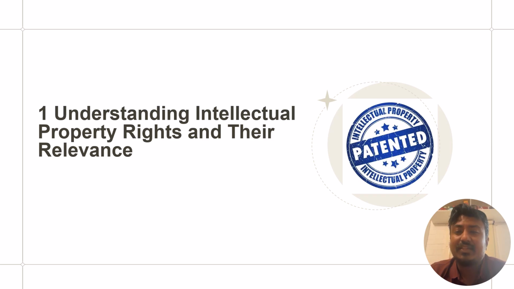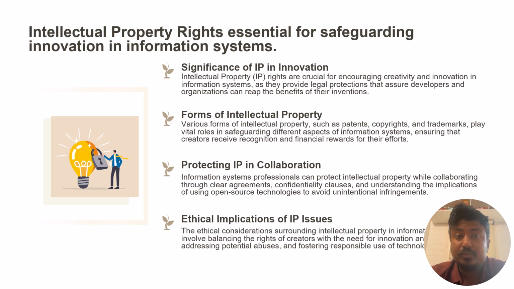Intellectual property rights are essential for protecting innovation in information systems. They give developers and organizations the legal right to benefit from their work, and they encourage creativity and progress. There are different types of IP, like patents, copyrights, and trademarks, each playing a specific role in protecting software, content, and brand identity. It is also important for IT professionals to understand how to work with IP when collaborating or using open source tools. Let's begin with the significance of IP in innovation.